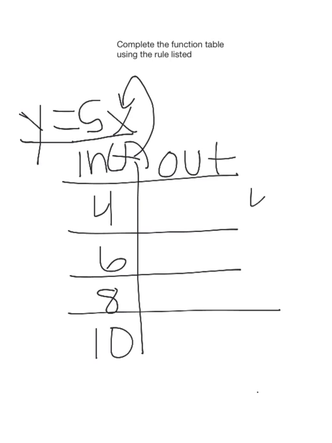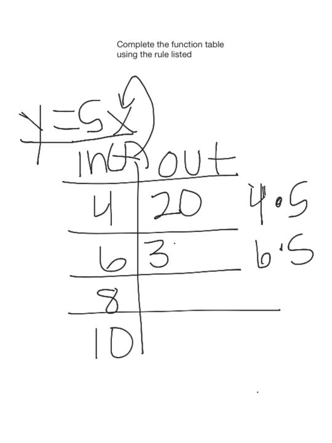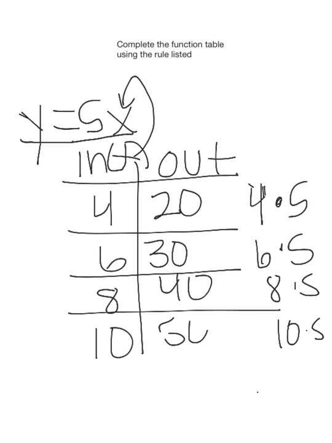So first I take 4 times 5, and that is 20. And then I just continue my pattern. 6 times 5 is 30. 8 times 5 is 40. Okay, and then 10 times 5 is 50. And then that's my function table is now complete.